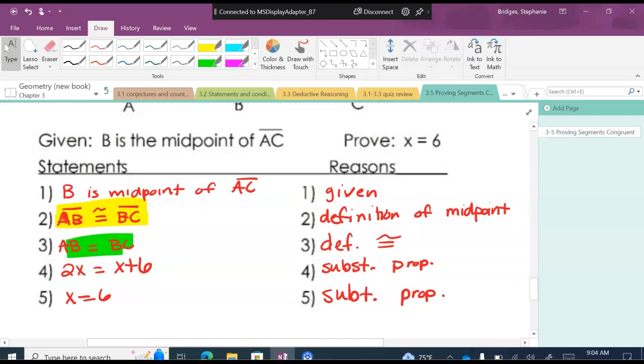So before you can put values in there, you have to tell me why the segments are either equal or, well, you have to tell me that they're equal, and sometimes before that you have to say that they are congruent based off of the properties.